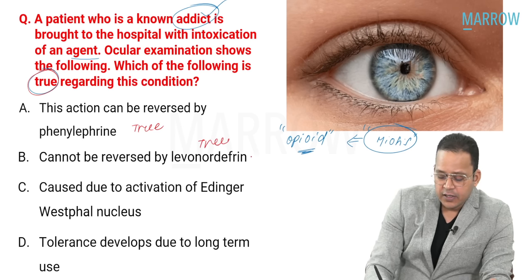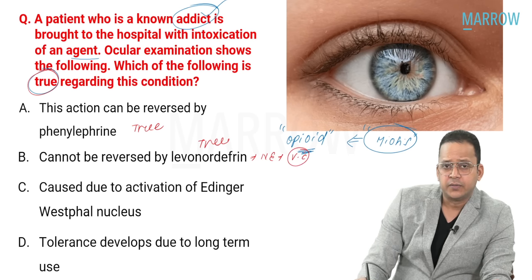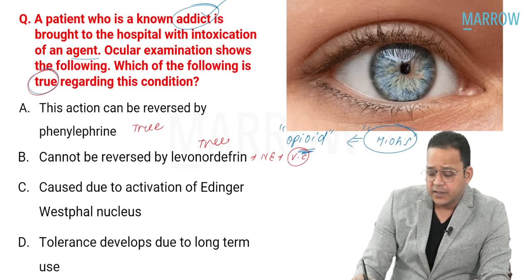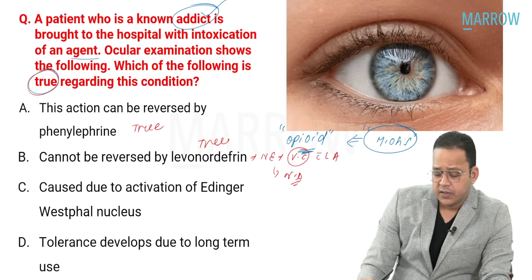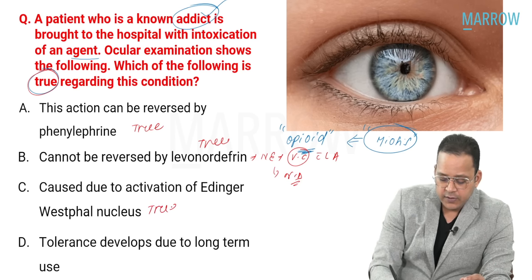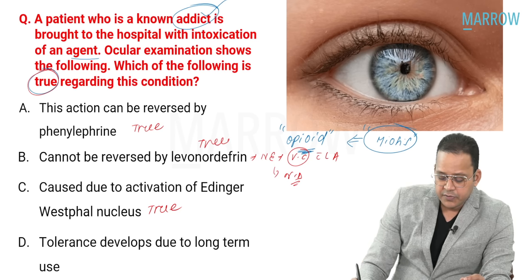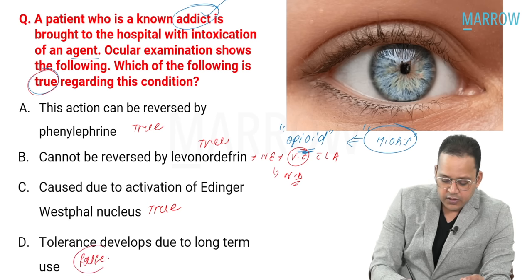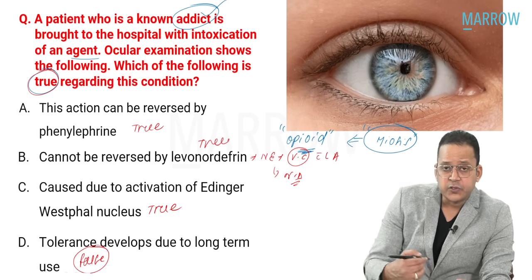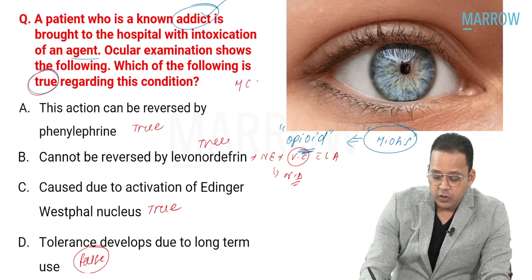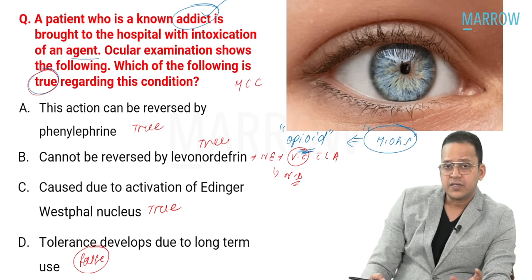The reason being, see, levonorgestrel is actually a prodrug of norepinephrine that is used as a vasoconstrictor. It is used as a vasoconstrictor with local anesthetic, or it can also be used as a nasal decongestant, nasal drops. So it has nothing to do with it, cannot be reversed. It is caused due to activation of Edinger-Westphal nucleus. It is also a true statement. Tolerance develops due to long-term use. This is false. Tolerance can be seen to opioids to all effects except miosis, constipation, convulsion. Three effects. So for miosis, there is no tolerance.